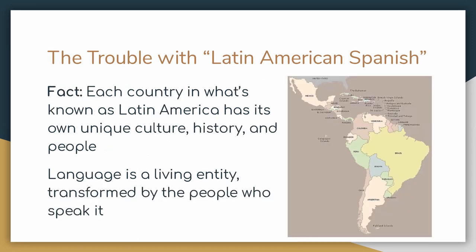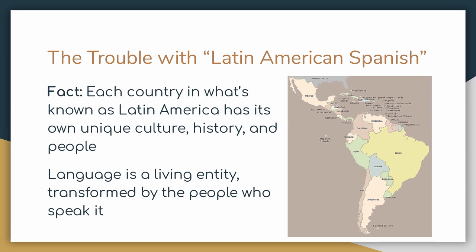But the truth is, each country in Latin America has its own unique culture, its own unique history, and its own unique mix of people, okay? So language is a living entity, and it's transformed by the people who speak it. So if you look at this map, of course, excluding Haiti and Brazil, where they speak French and Portuguese respectively, all of these countries that you see on this map here have a large population of Spanish speakers, and most of them have Spanish as the official language.